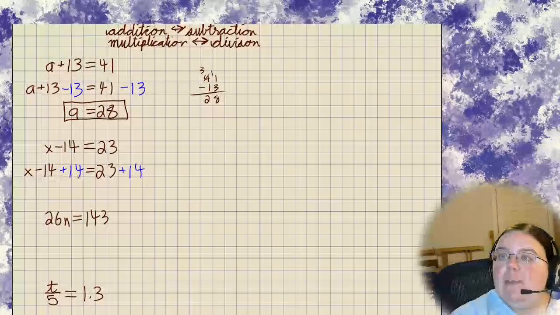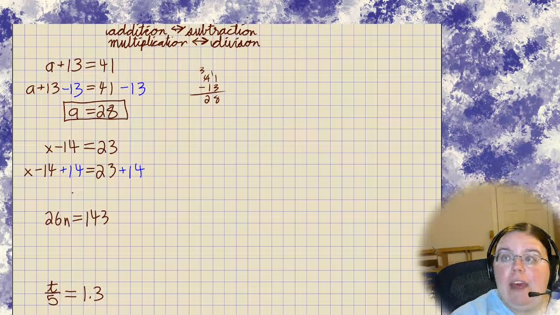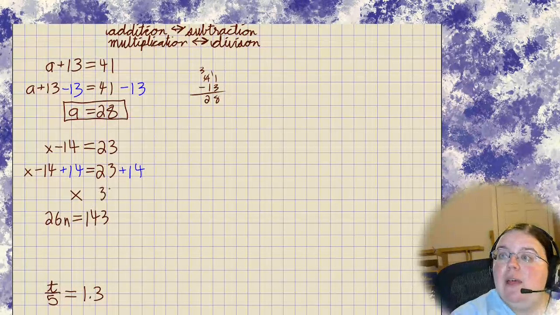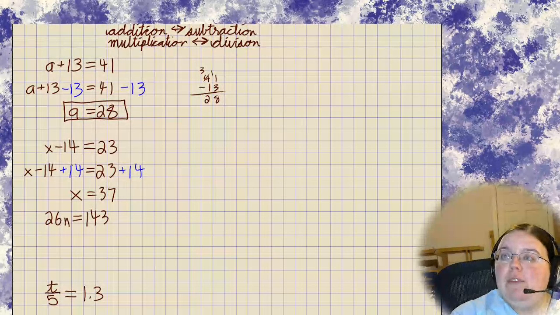Now I see that on my left-hand side, I will just have x. And on my right-hand side, I will have 37. There we go. So if x is 37, this equation will be true. Otherwise, this equation will be false.